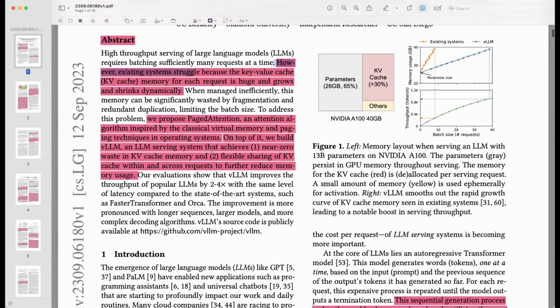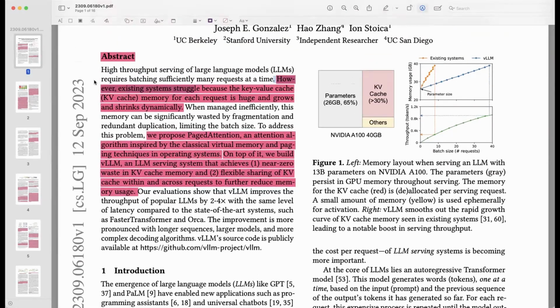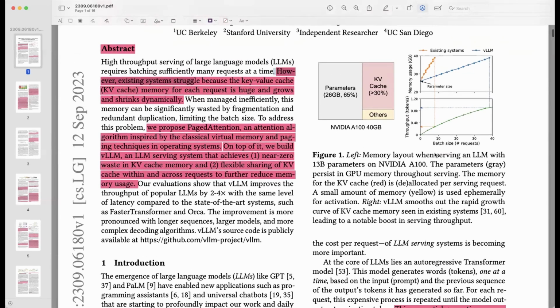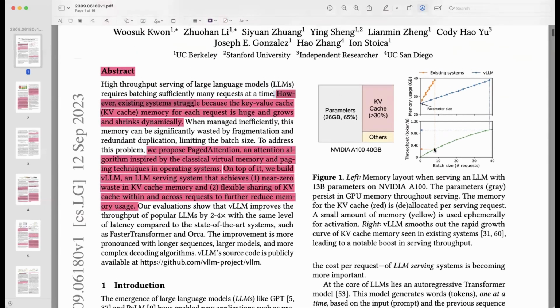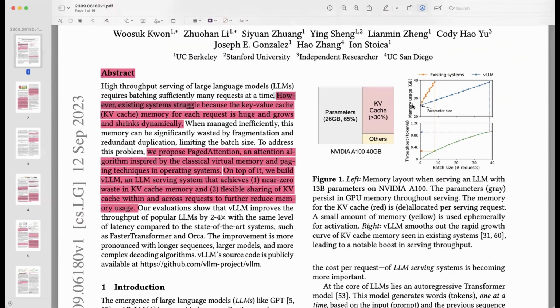They do evaluation. So if you look at the graph here, one thing that was interesting is they're not trying to improve the latency of the model. They're not trying to improve how fast you get a response, but they're trying to improve how many requests you can do in parallel so that you need fewer GPUs to serve it. So they're trying to improve throughput.